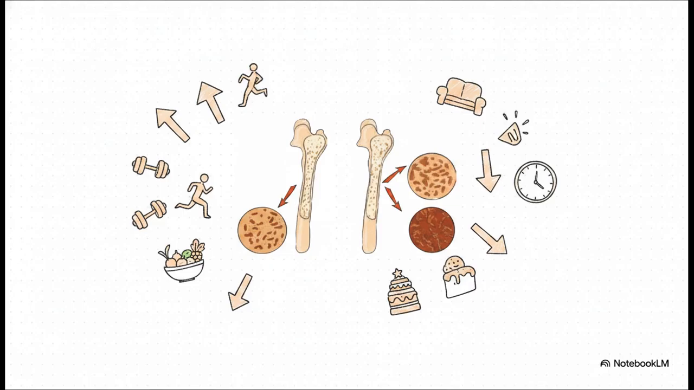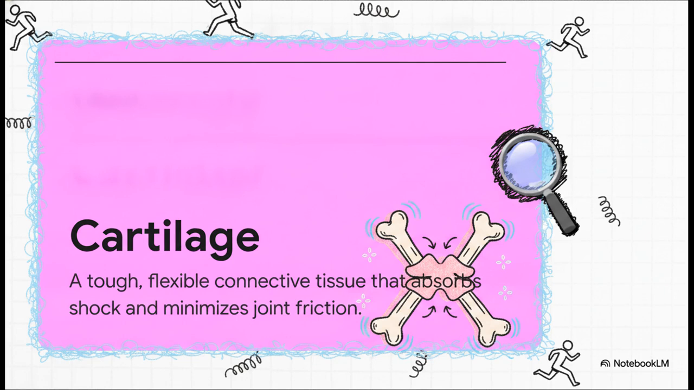On the right, a frail structure with low bone density. The really crucial takeaway for us here is that your daily lifestyle choices, what you eat, how much you move, directly dictate whether you hit your genetic peak bone mass or if you end up dealing with things like osteoporosis down the line. But, hey, bones alone aren't going to cut it.